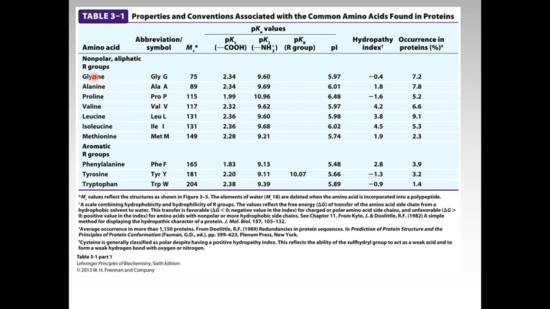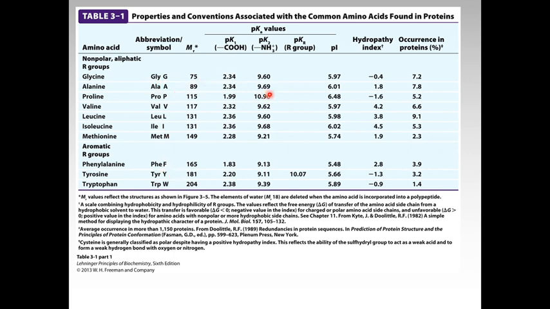For example, glycine is G, alanine is A, proline is P, valine is V, leucine is L, isoleucine is I, methionine is M. Whereas phenylalanine is not P but F because P is taken up by proline. Tyrosine is not T but Y. Tryptophan is W. So there is this difference, right?